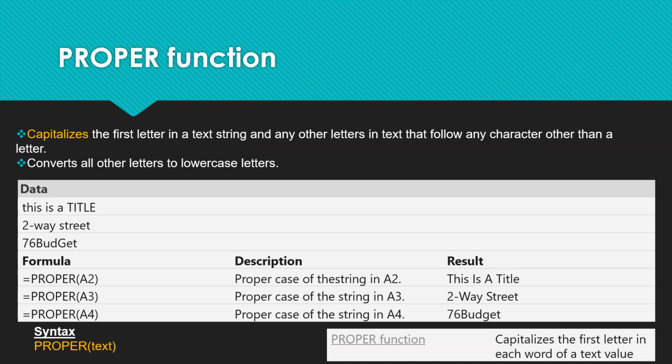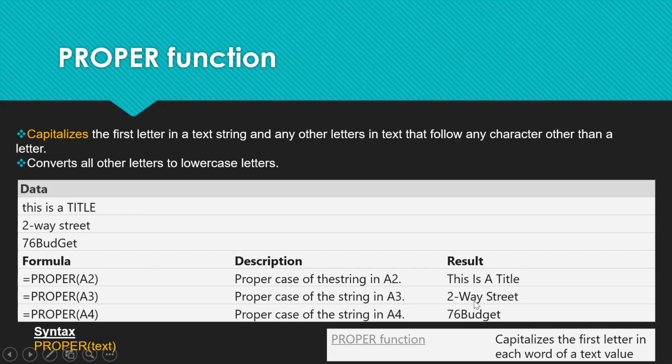So it's going to capitalize the first letter, and make all other letters small. Let's see an example. The data is, "this is a title". If you do PROPER of A2, "this is a title", it will capitalize all the first letters. I, A, T are all first letters. So it's going to capitalize all the first letters.